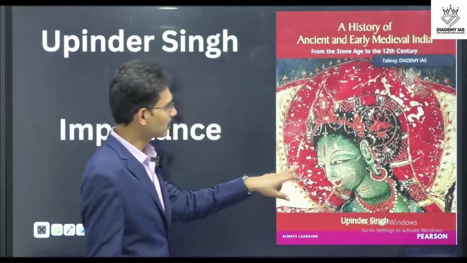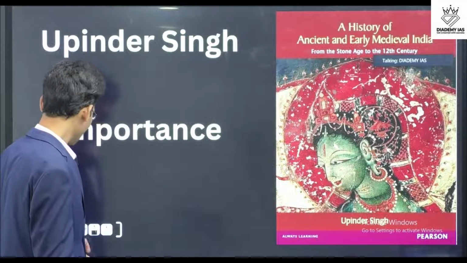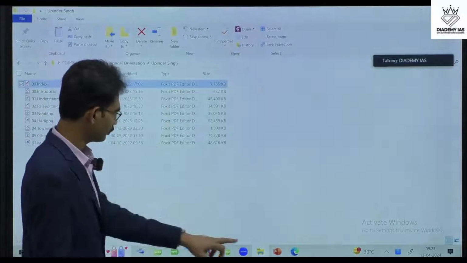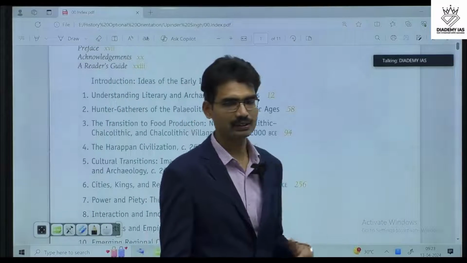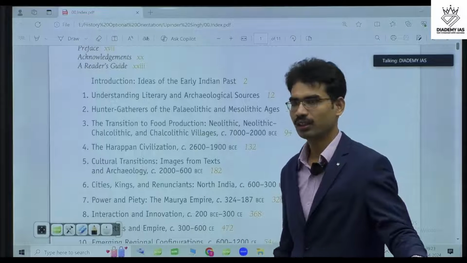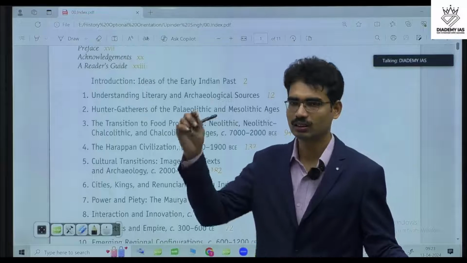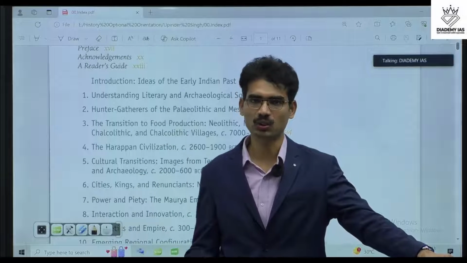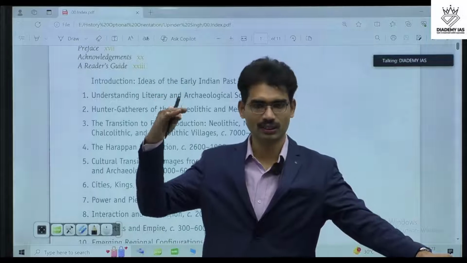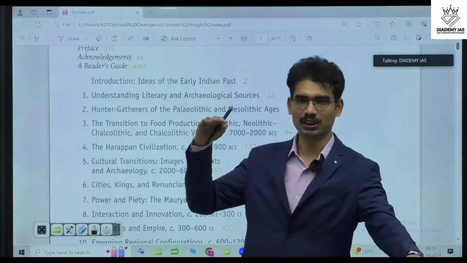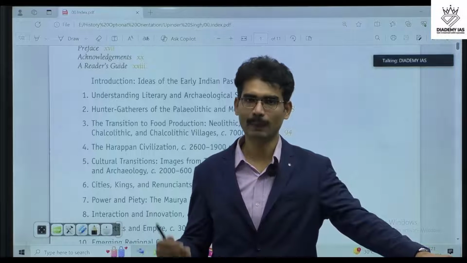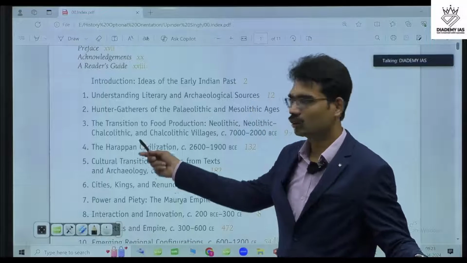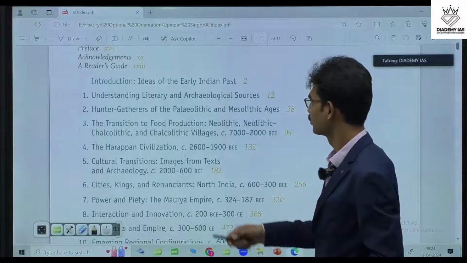Let us see what is the importance of this book. I would like to show you the PDF of this book. Let us see. This is the index. You can observe this. In our UPSC syllabus in history optional, the first unit is sources. After that, the syllabus goes like the prehistoric period, then Indus Valley civilization, megalithic, Vedic period, and so on. You can observe the index of Upinder Singh.